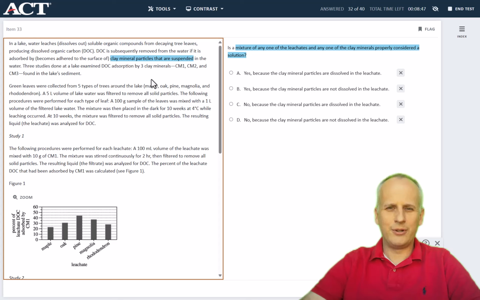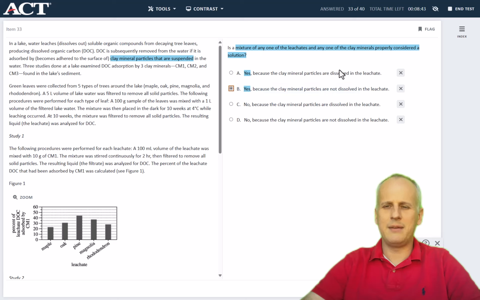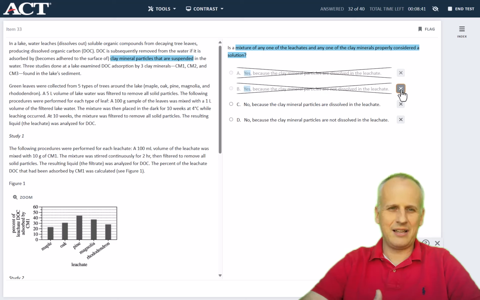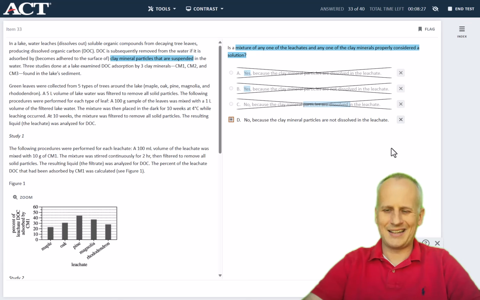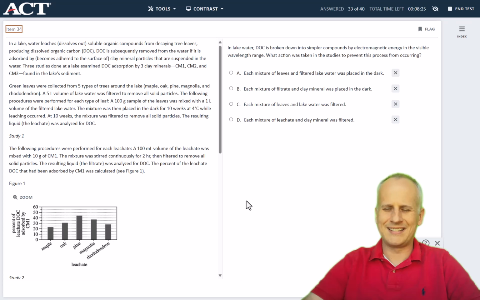So, is this going to be called a solution? No, because we can eliminate choices A and B immediately because the clay mineral particles are suspended. They don't actually dissolve. So the clay mineral particles are dissolved? No, they are not. We can eliminate choice C for that. And of course, our correct answer is choice D, which states no, because the clay mineral particles are not dissolved in the leachate. And we can move on to the next question, which reads, in lake water, DOC is broken down into simpler compounds by electromagnetic energy in the visible wavelength range.